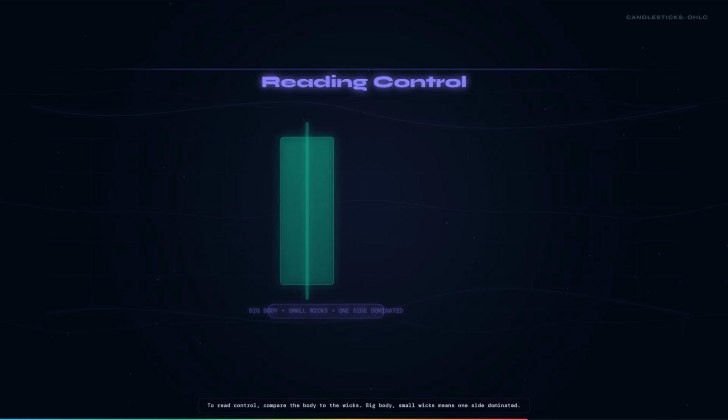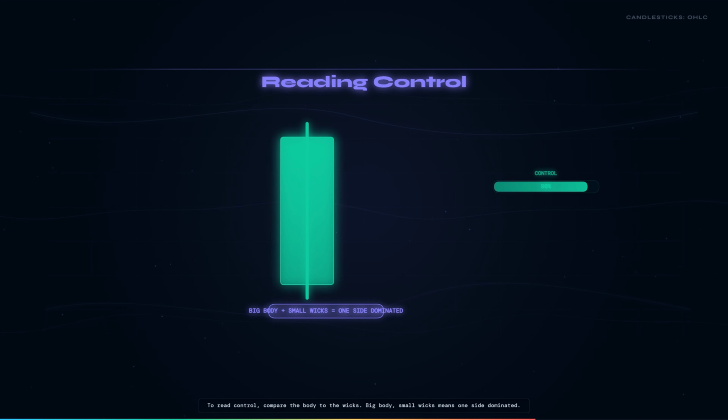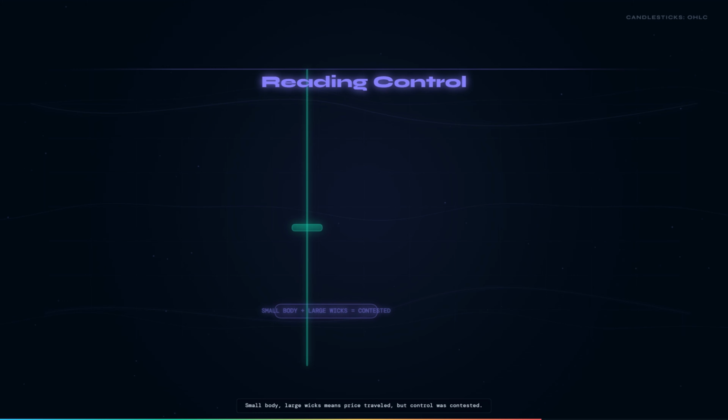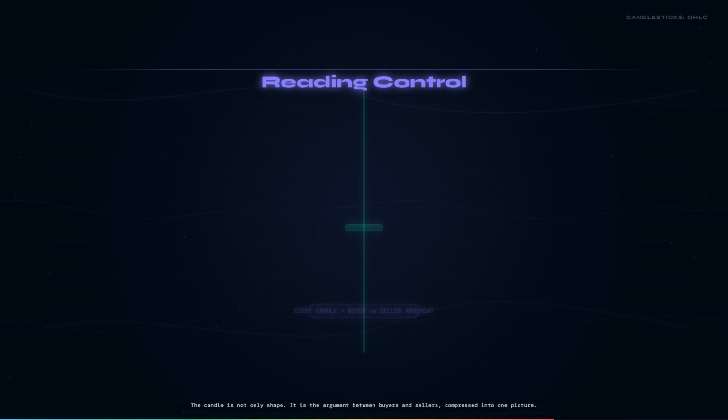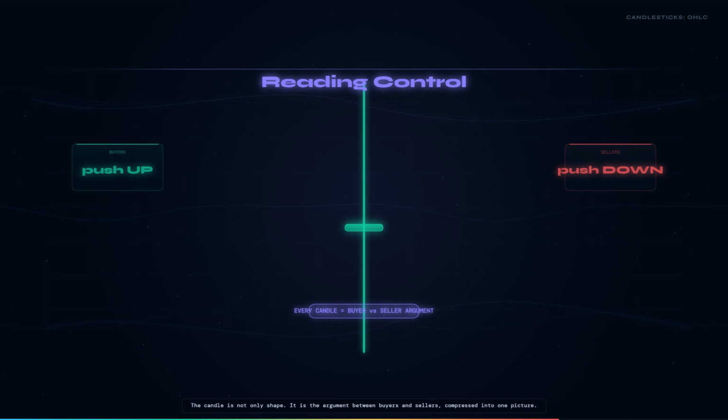To read control, compare the body to the wicks. Big body, small wicks means one side dominated. Small body, large wicks means price traveled but control was contested. The candle is not only shape, it is the argument between buyers and sellers compressed into one picture.